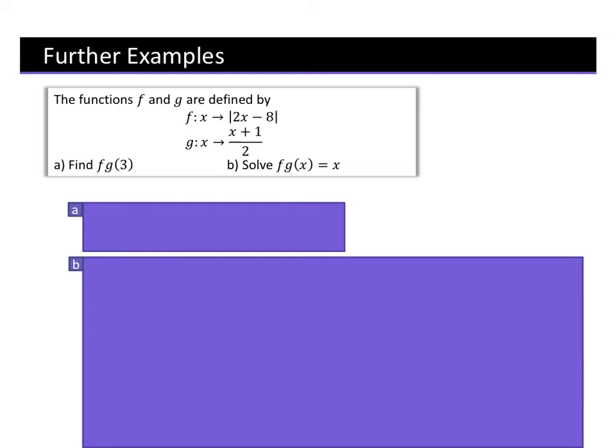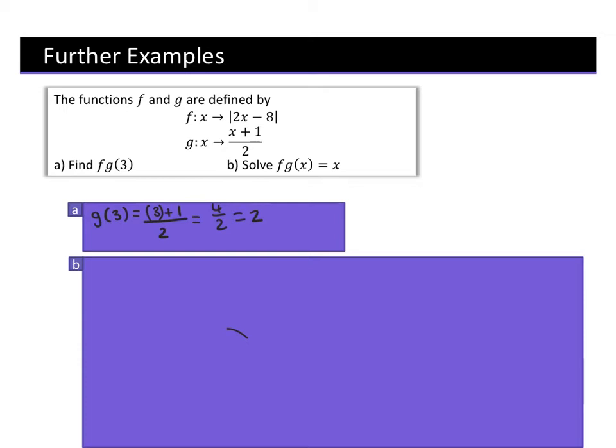Okay, so find f of g of 3. Step 1: what is g of 3? So g of 3 equals 3 plus, whenever we substitute, we always put brackets, (3) plus 1 over 2, which is in fact 4 over 2, which is 2. Okay? Now we need to find f of g of 3.